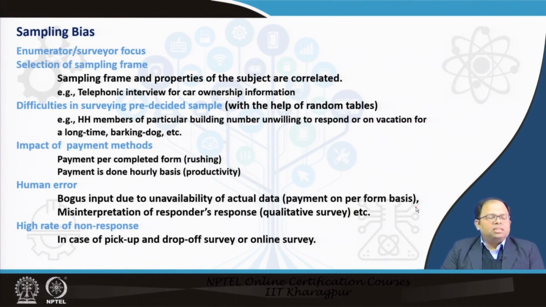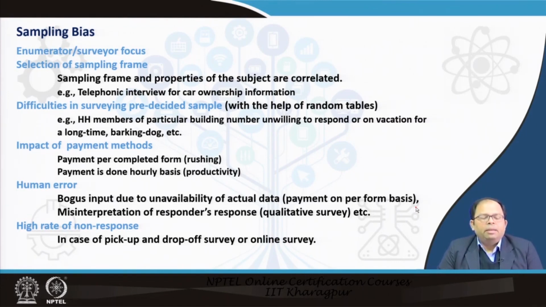So sampling bias, as we were discussing in the last slide, results from enumerator or surveyor focus. That means depending on the surveyor, whom he is surveying, and if he is focusing on certain groups or taking a judgment in the field where he is only looking into well-off individuals, he is missing the poor people. So that leads to some amount of bias from the enumerator's point of view. This is the first problem that results in sampling bias.